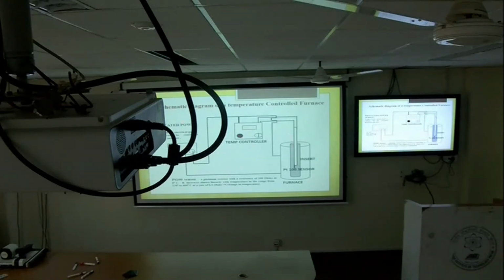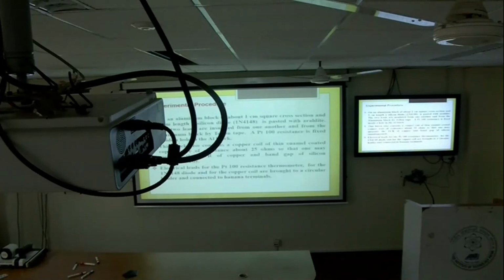So I'm just going to skip that. The same method is there, just inserted inside because both are same. So on the aluminum block of 1 cm square cross section, 5 cm length, a silicon diode with the number 1N4148 is pasted with araldite. The two leads are insulated from one another and from the aluminum block by Teflon tray.